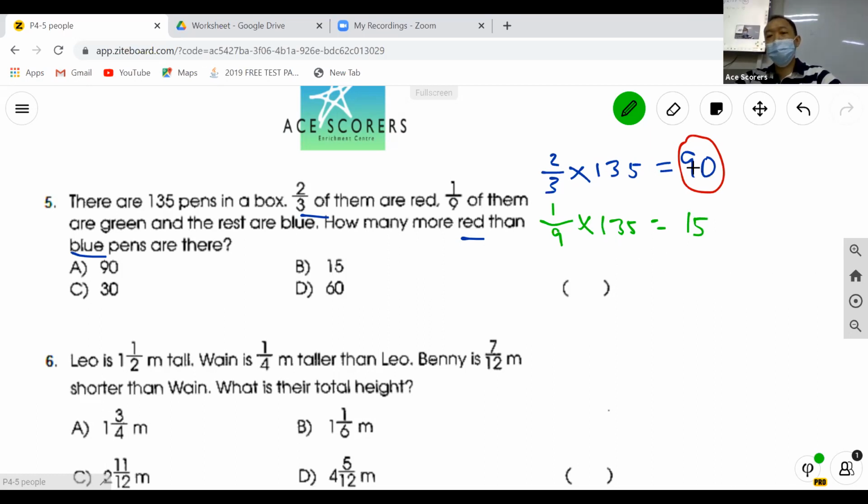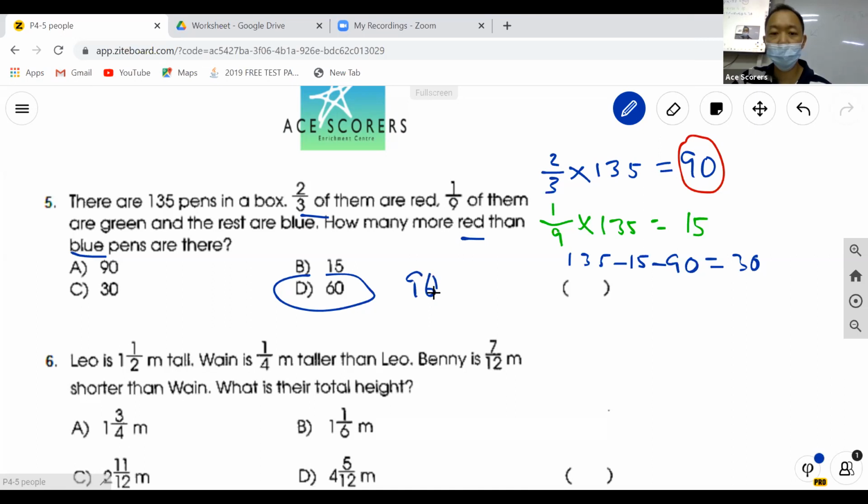And how many more? So how many blue? So 90 red, 15 green, and you want to find the number of blue? It's 135, take away 15, take away 90, so we get 30. So 30 blue. Okay, so how many more red? Answer is D. Because you take 90, take away 30, equals to 60, right? Is that okay? Do you get it? Next one.